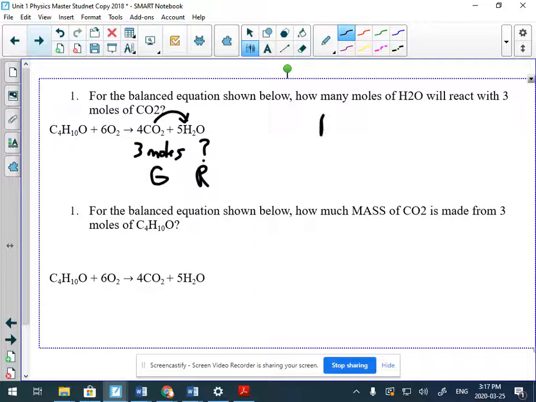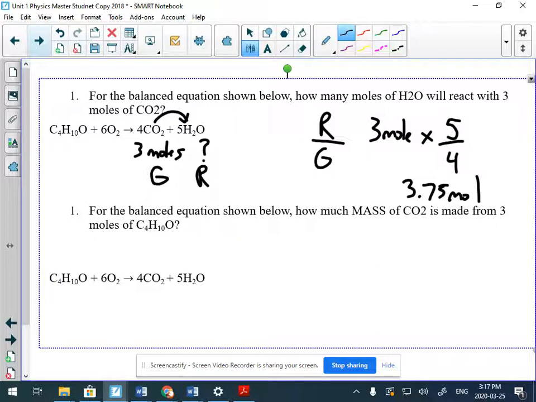We always times by R over G. So we go 3 mole times by the coefficients, 5 over 4. 3 times 5 divided by 4 gives me 3.75. Okay. Then there's a tough one.